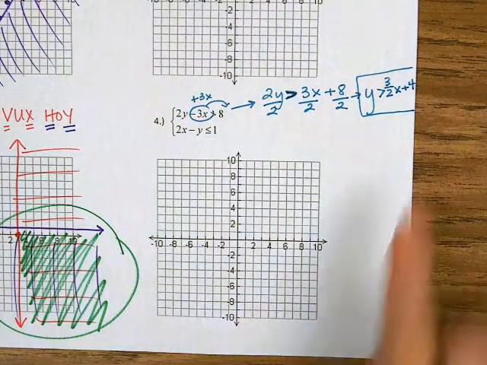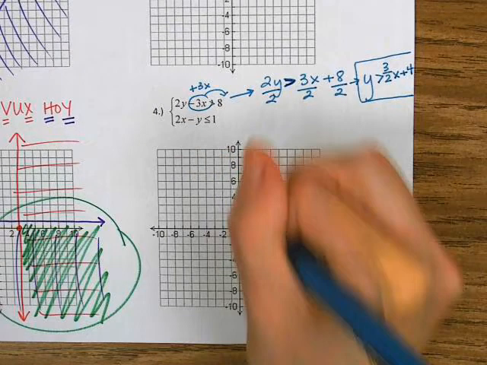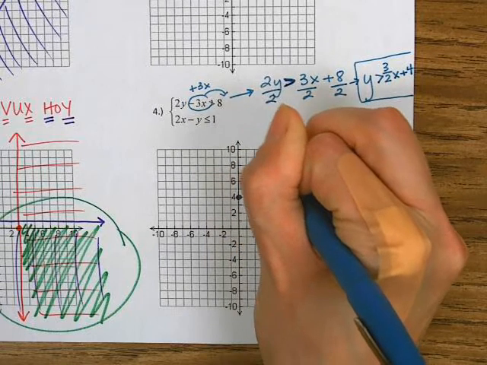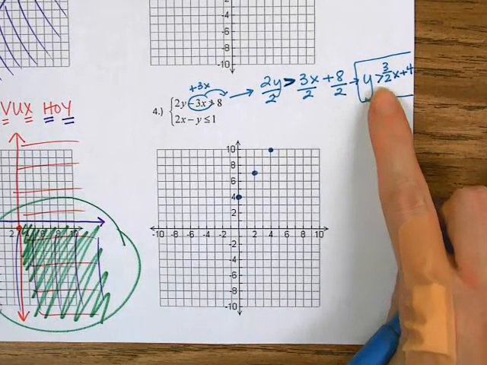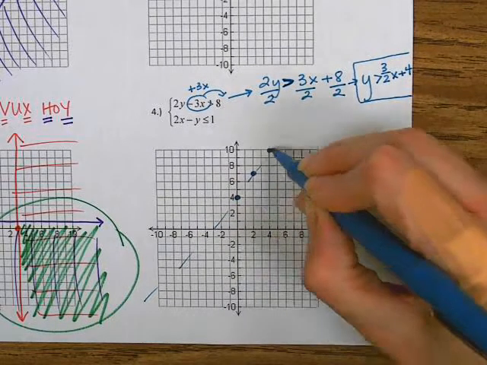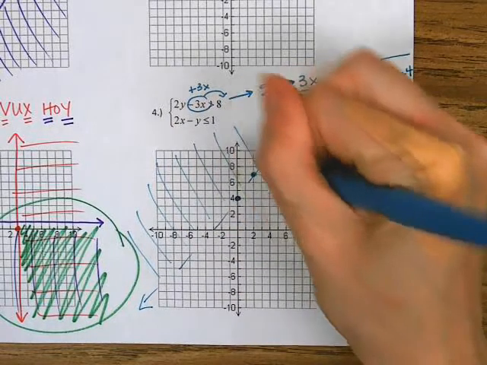So let's go ahead and graph that. So we have a y-intercept at 4, and the slope is up 3, right 2. Up 3, right 2. Now it says just greater than, so that is a dashed line, and greater than means above.